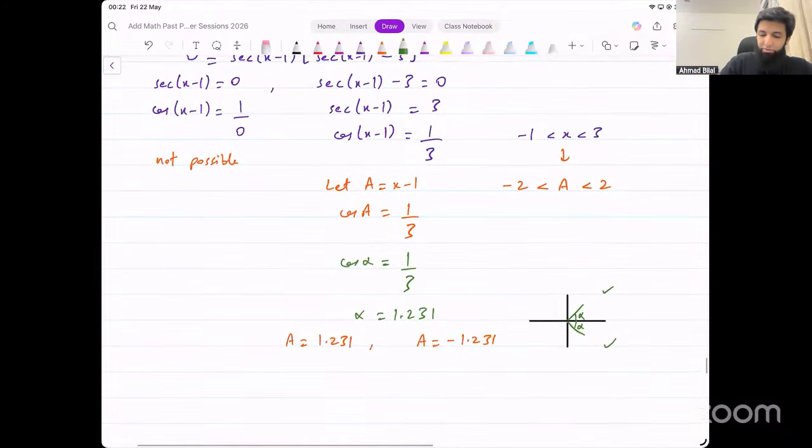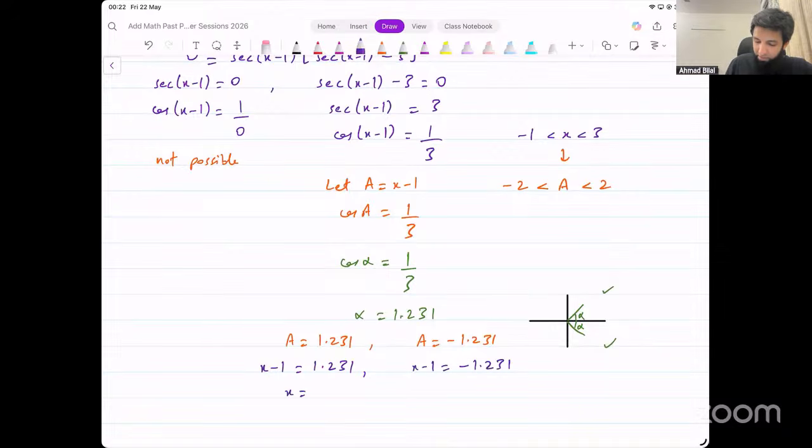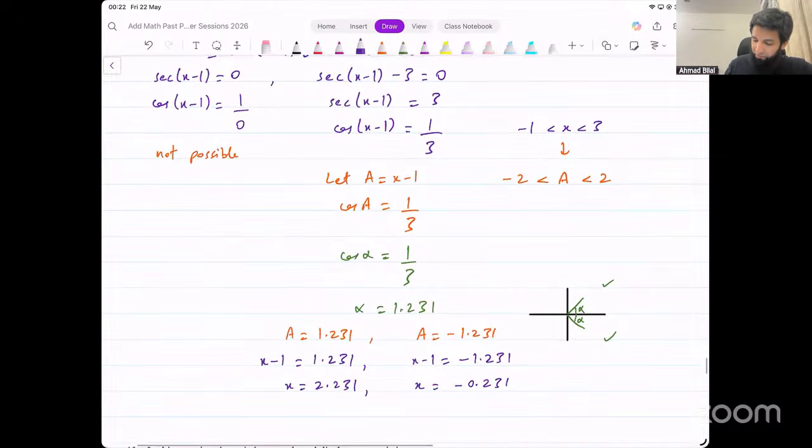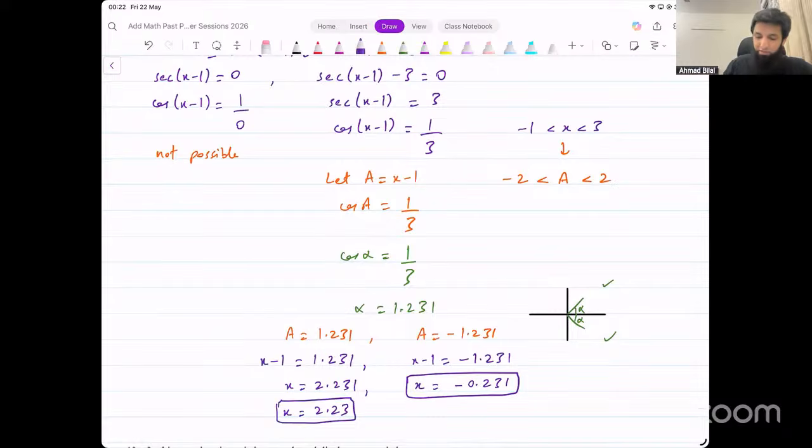Now you put that substitution back and you say, this means x minus 1 is either equal to 1.231 or x minus 1 is equal to negative 1.231. And that gives the final result, x is equal to 2.231 or x is equal to minus 0.231. To three significant figures, this is minus 0.231. The first one that we can write as x equal to 2.23 to three significant figures, and that is our final answer.